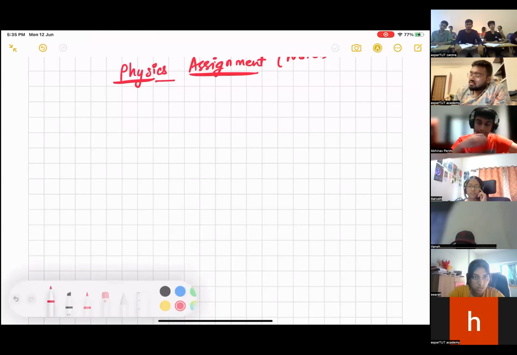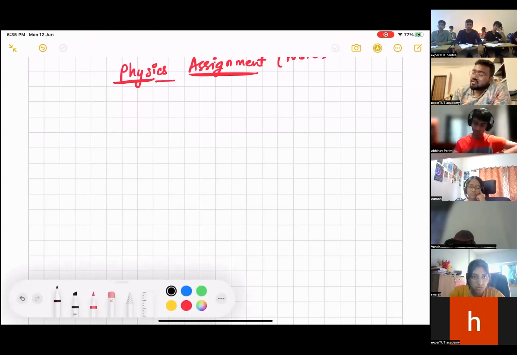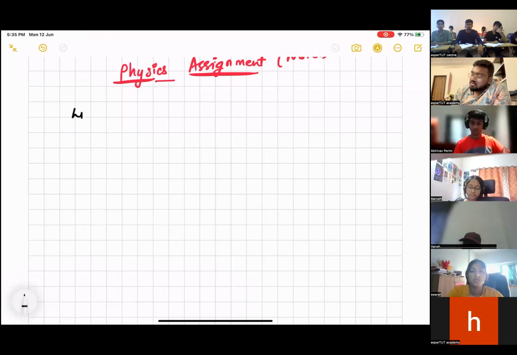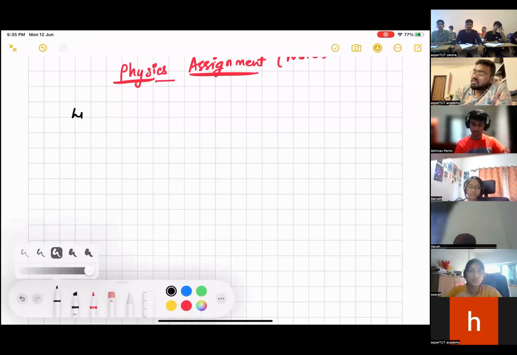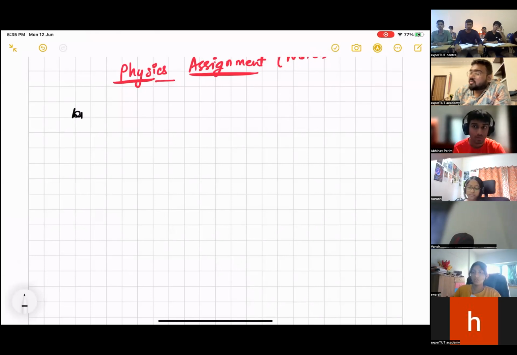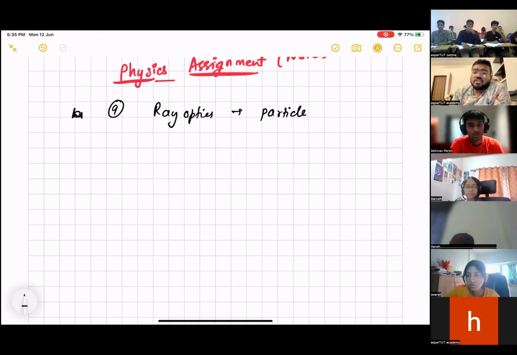So first of all, you should understand light. In this chapter, one very important thing: in the ray optics chapter, light is treated as a particle. This is chapter number 9, and chapter number 10 is called wave optics.